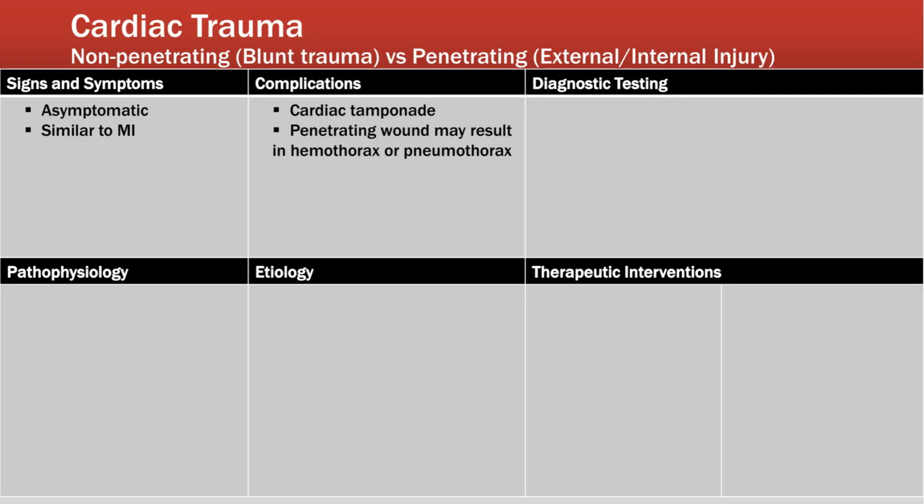Trauma to the heart can be non-penetrating, like blunt chest injury in a car crash, or penetrating, such as stab wounds. These injuries can cause arrhythmias, tamponade, or direct damage to the heart muscle or valves. Rapid assessment and intervention are critical in trauma care.